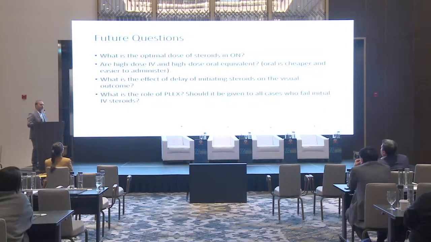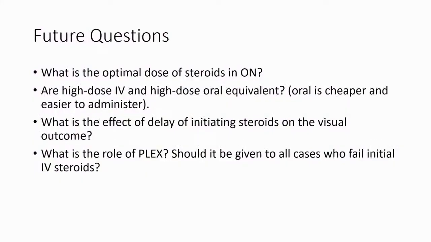So as far as optic neuritis, there are some questions that we have probably not yet addressed. What is the optimal dose of steroids for optic neuritis? Some people use 3 grams, some use 5 grams, some use 7 grams. Are high-dose IV steroids and high-dose oral steroids equivalent? Oral steroids are cheaper and easier to administer. Should we use oral steroids instead of IV steroids?